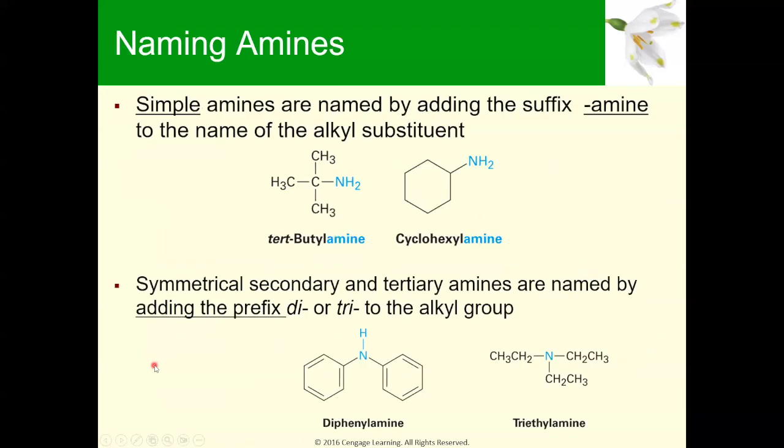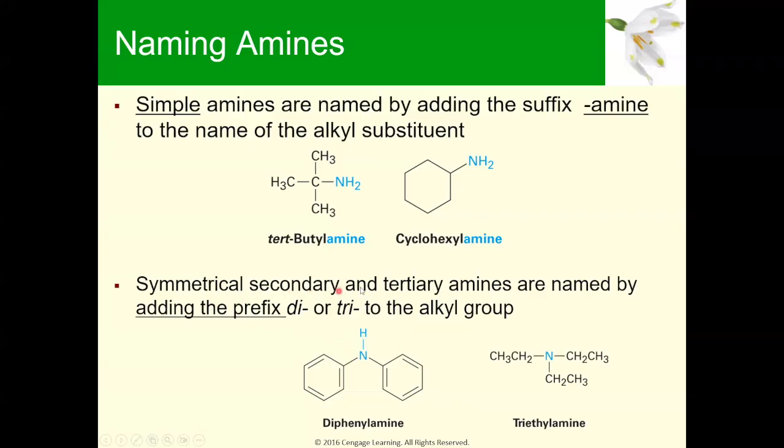Okay, so as before, we'll go through the introductory material such as naming. Simple amines are typically named by just throwing the suffix amine on the name of the alkyl substituent. So if the alkyl substituent is a tert-butyl group, you see that in different ways, you just say tert-butylamine. If it's a cyclohexyl group, you could just say cyclohexylamine. If there's multiple of that type of group, like 2 or 3, then you can also use the numeric prefixes like di and tri.